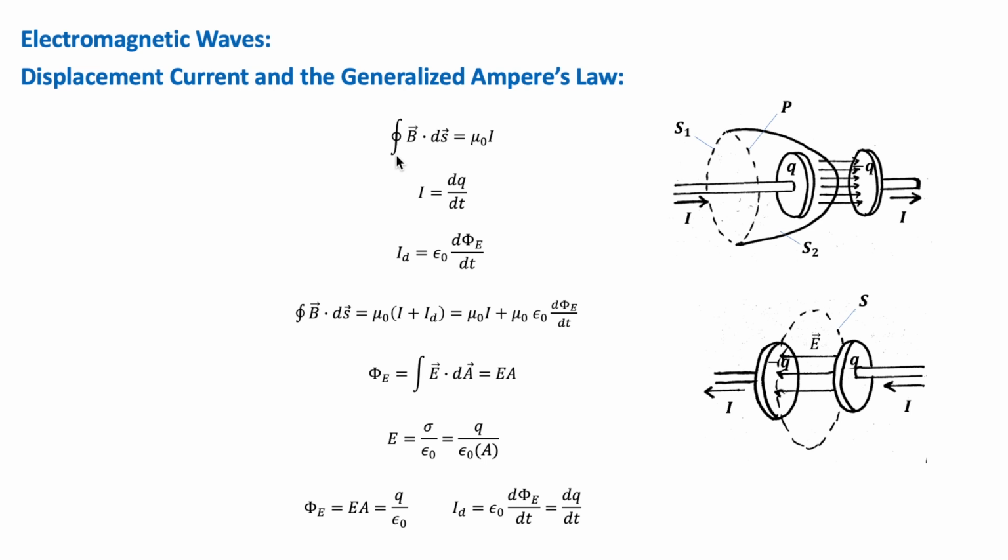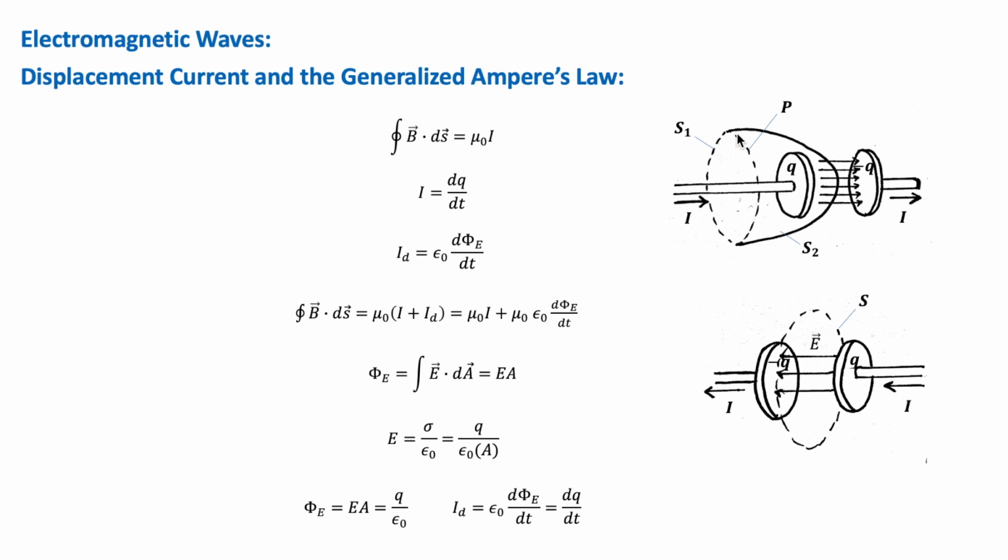But Maxwell expanded this law to form the generalized Ampere's law, where he included another type of current known as the displacement current. So to understand the displacement current, consider a capacitor being charged as shown here. Okay, these are the two plates of the capacitor, and consider the two surfaces S1 and S2, which are bounded by the same path P.